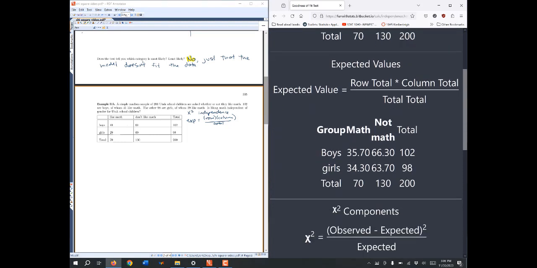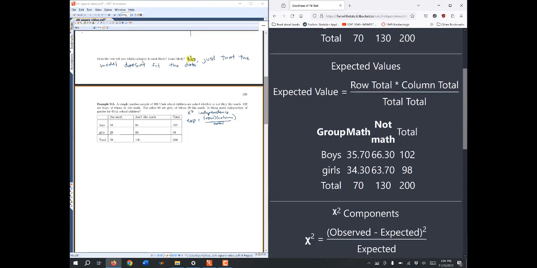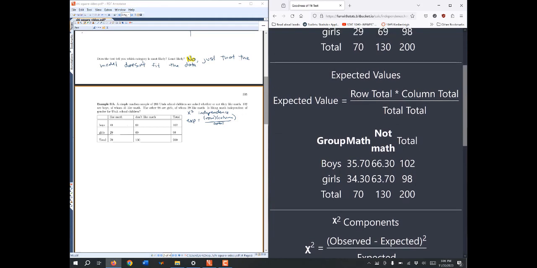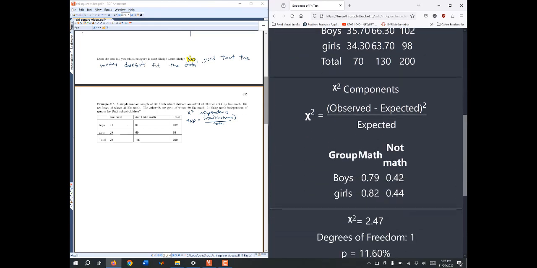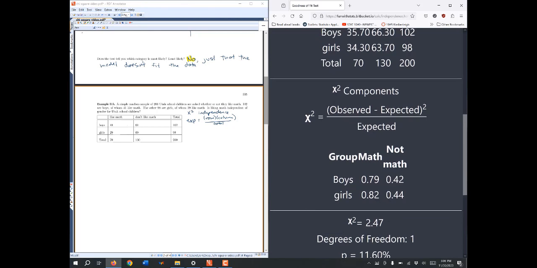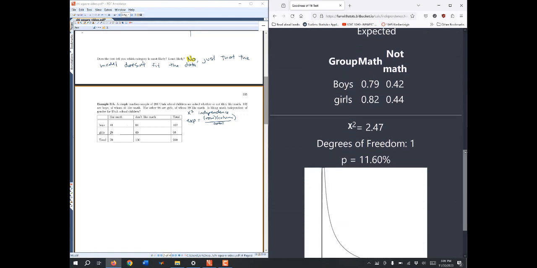So I can tell you the expected value for math and boys. Sorry, I hope you can see this cursor. For boys that like math, it is 35.7. And then I can go down, and it has chi-square components. So I can tell you the chi-square component for boys that like math is 0.79. And I can tell you my test statistic, chi-squared, equals 2.47.